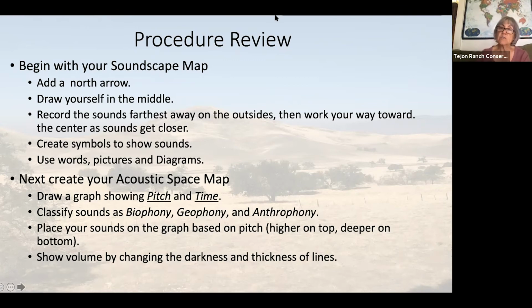Next, create that acoustic space map. Draw a graph showing the pitch and the time. The pitch is on the vertical axis and time is on the horizontal axis. Classify those sounds as biophony, geophony, and anthrophony by changing the color of each of those lines. And then place your sounds on that graph based on the pitch. The higher the pitch, the higher on the graph it is. The deeper the pitch, the lower on the graph it is. Show the volume of those sounds by changing the heaviness of your line.